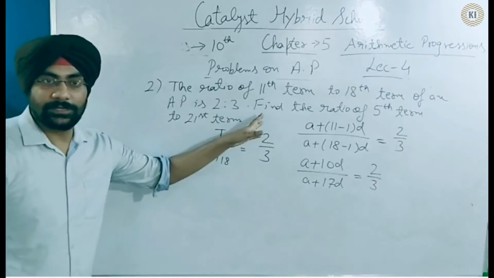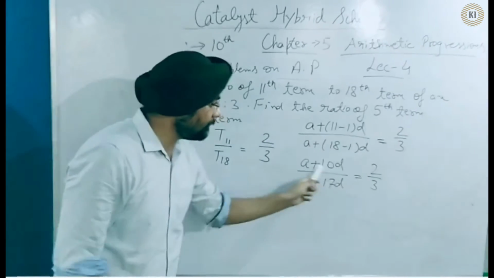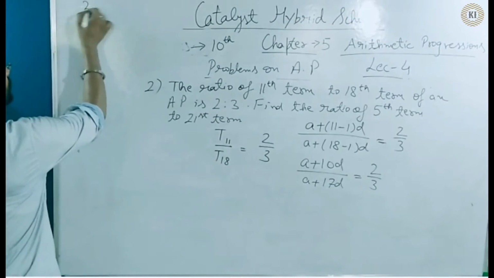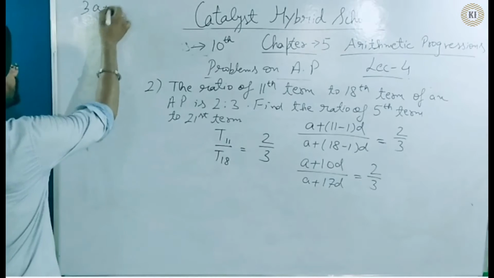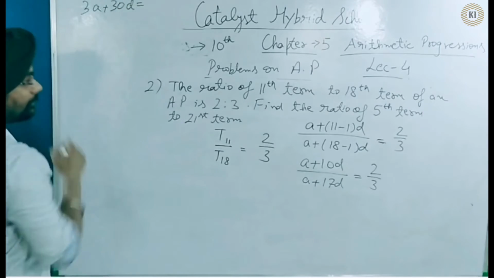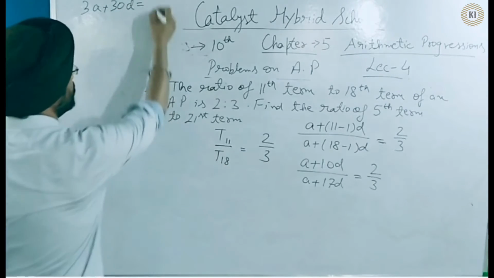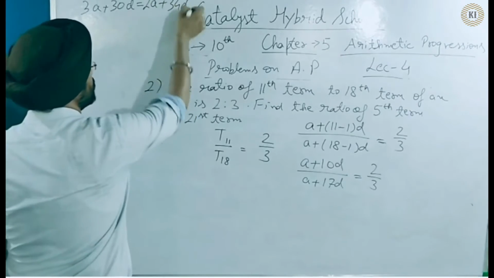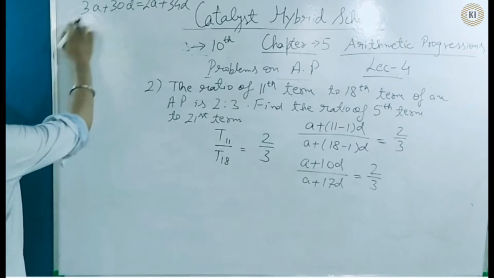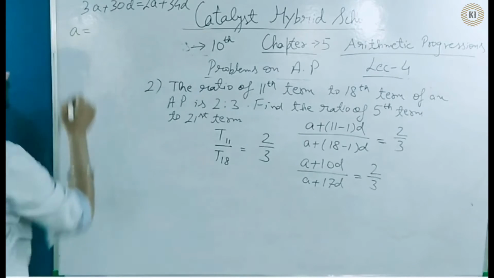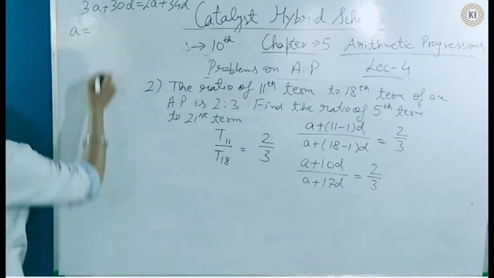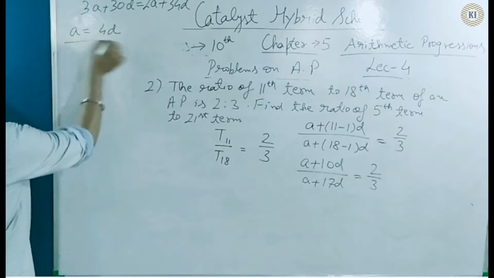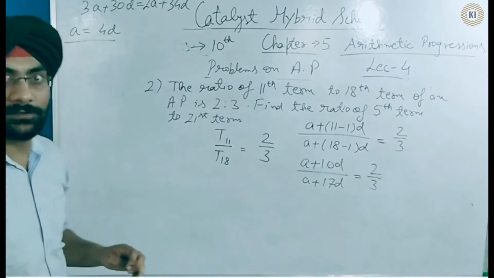Now simply cross multiply. So 3 multiplied by a will be 3a plus 30d will be equal to 2 multiplied by a, 2a plus 34d. So now transfer: 3a minus 2a will be a, and 34d minus 30d will be 4d. So the value of a is coming as 4d.